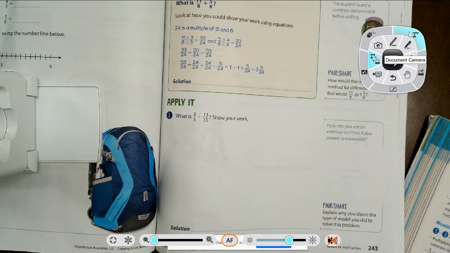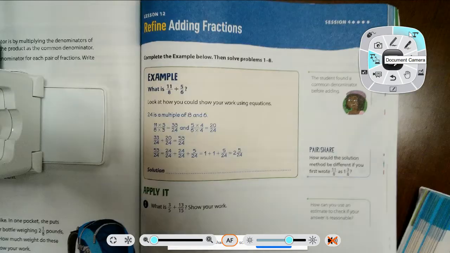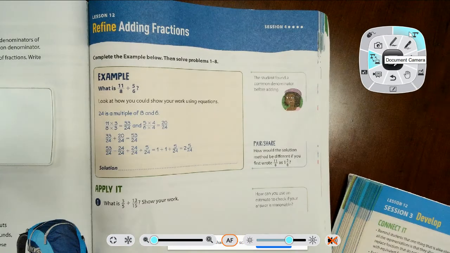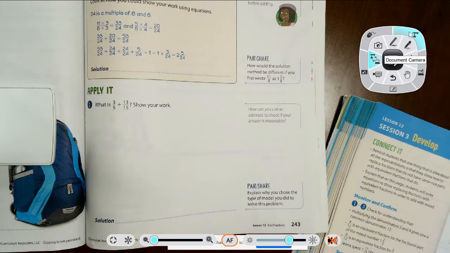There we go. All right, so we are doing session 4 of lesson 12 today. I'm on page 243. This is a refined session. So what that means is that technically by now you should be able to do these problems on your own, but because there's so many of them, I'm going to do the first page with you, and then I'm going to have you do the second page on your own. Okay, first page with you.